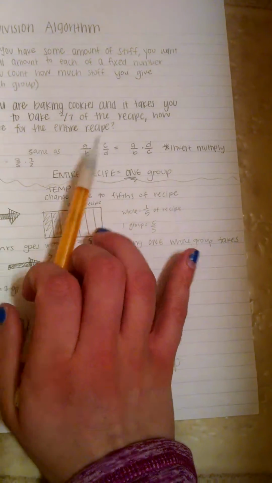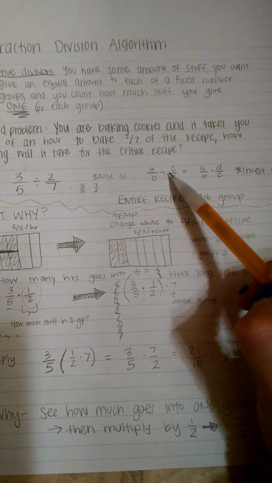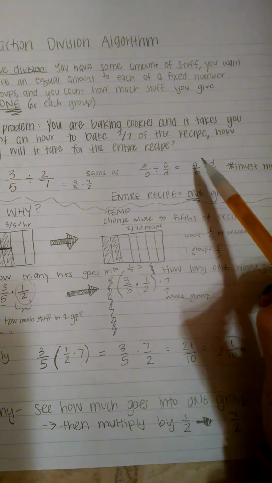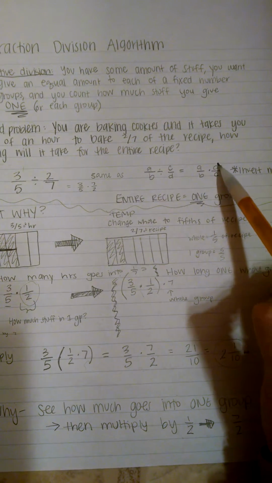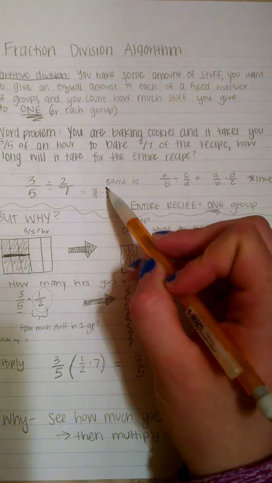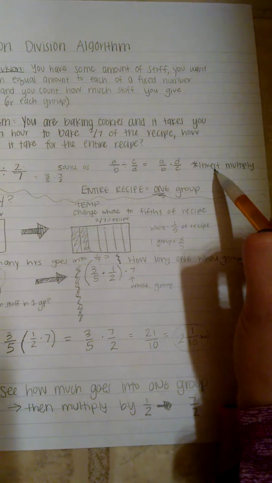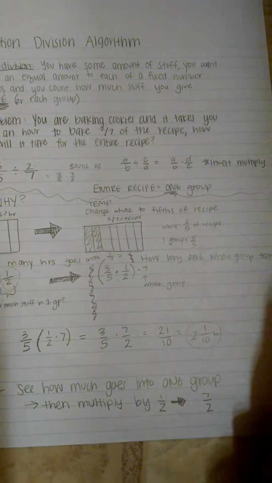As you can see, if you had A over B divided by C over D, this would mean you do A over B times D over C. So it would be 3/5 times 7 over 2. You would just flip these two, known as invert and multiply.